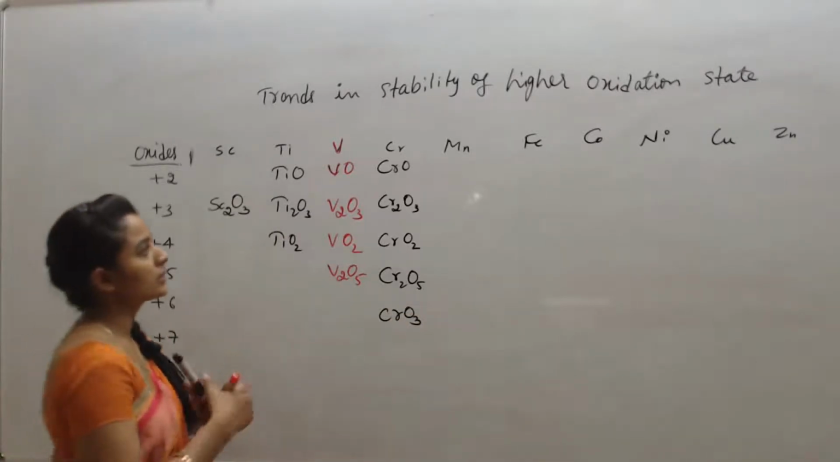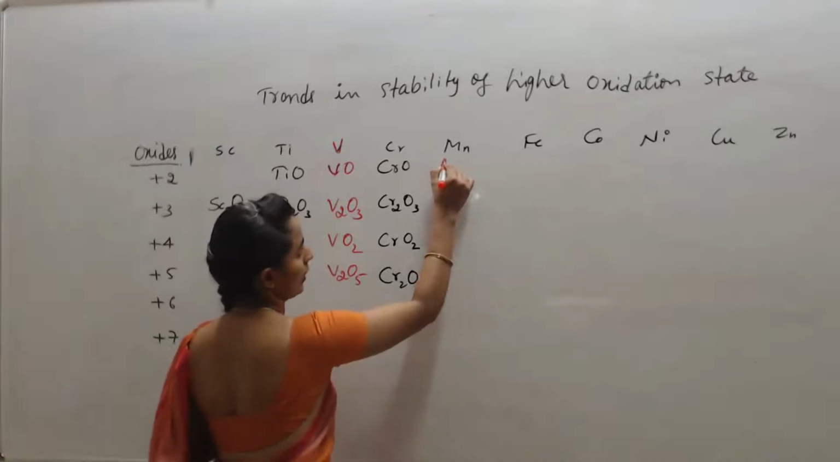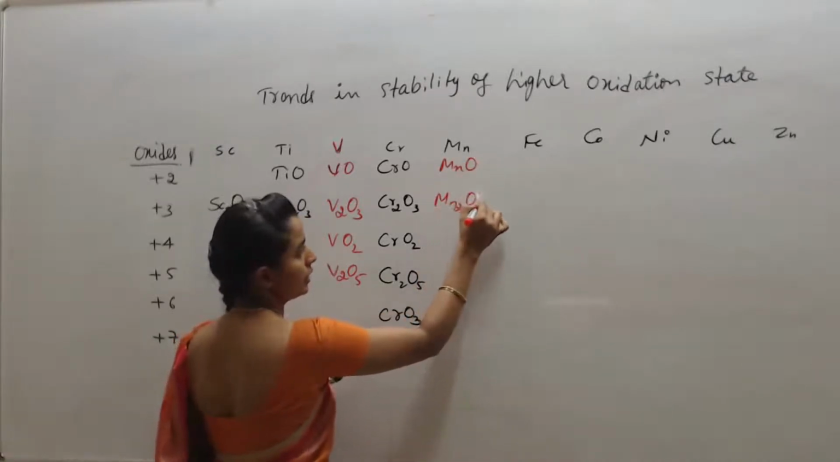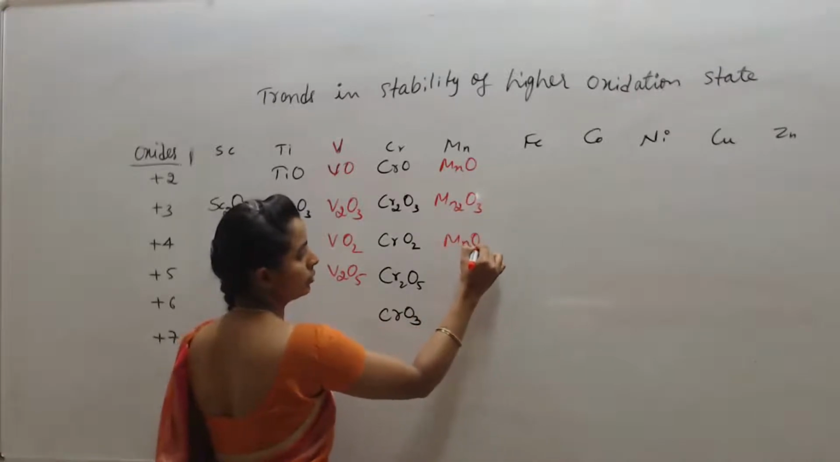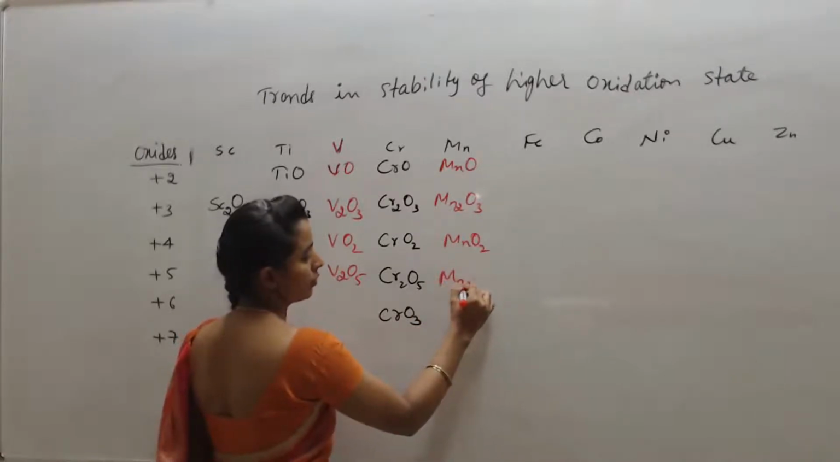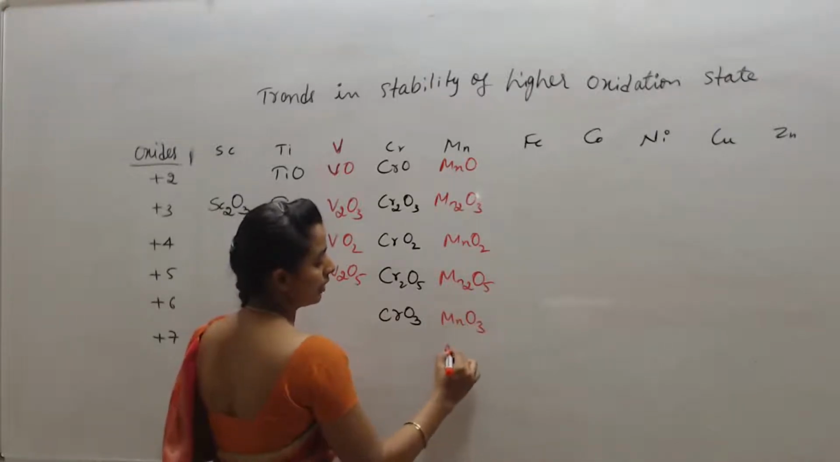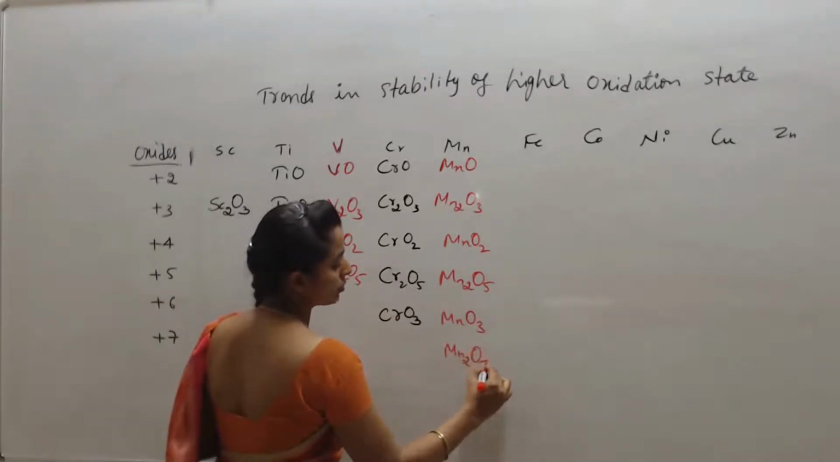Next, for manganese, MnO in +2, Mn2O3, MnO2, Mn2O5, MnO3 and Mn2O7.